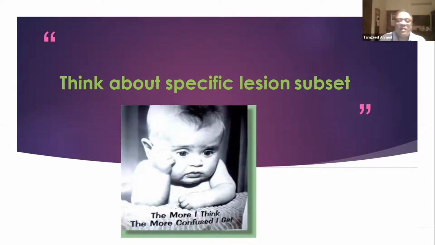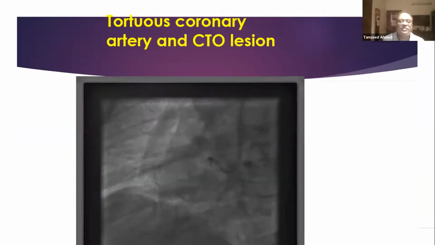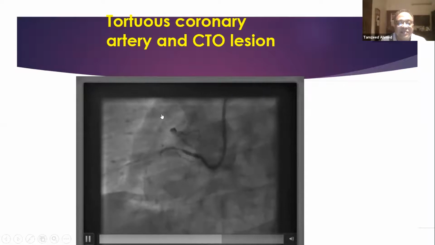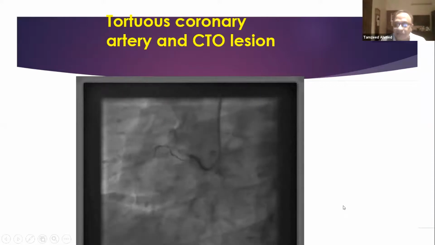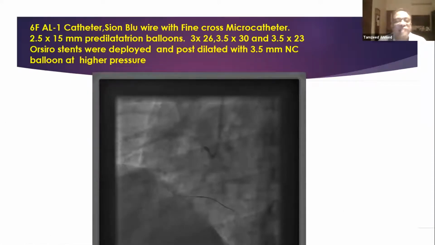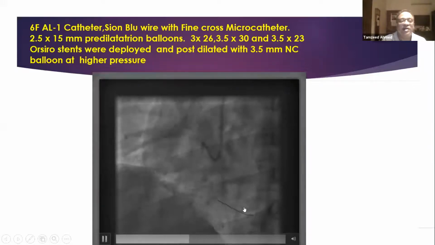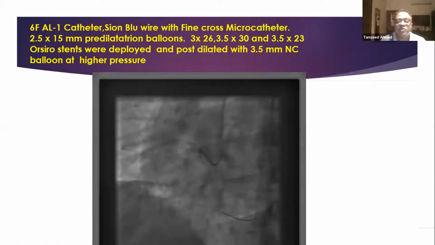Now we go to think about specific lesions. How do we treat it? So I'm going to show some of my cases here. How did I treat, and why did I choose this kind of stent? Actually, this is a gentleman with a tortuous coronary anatomy, as you can see, and a CTO distally. So we had to use a good backup with an L1 catheter. I took a Sion Blue wire, which is my workhorse wire, with a Fine Cross microcatheter, pushing the wire distally. And we had to pre-dilate the entire length of the artery. And then of course, it's a total, so I had to use three stents, one by one: 3.26, 3.5 by 30, and 3.5 by 20, Orsiro stents.